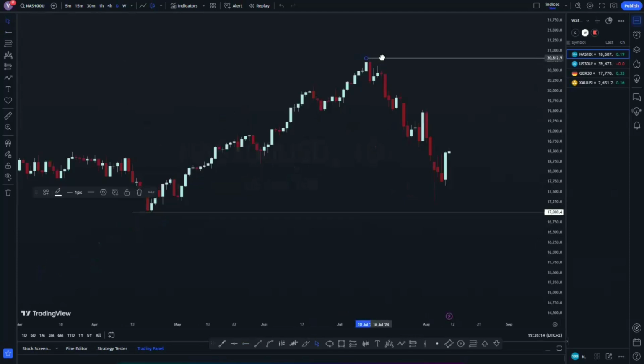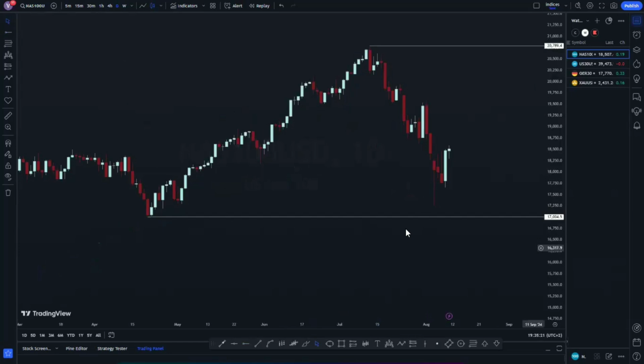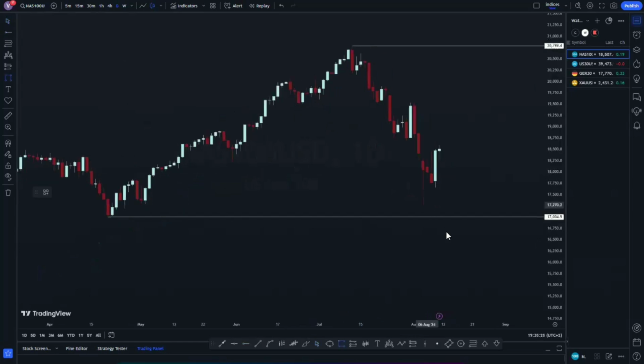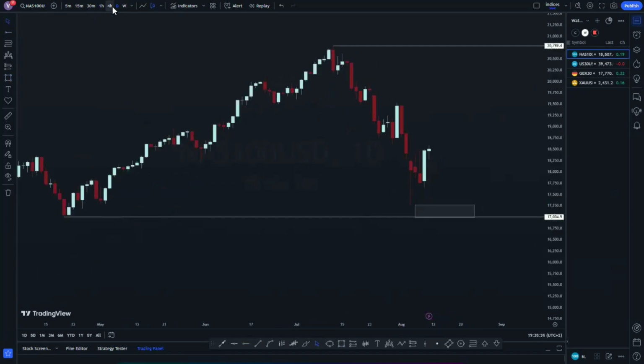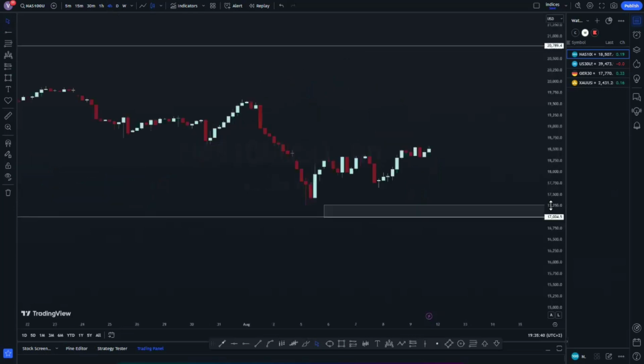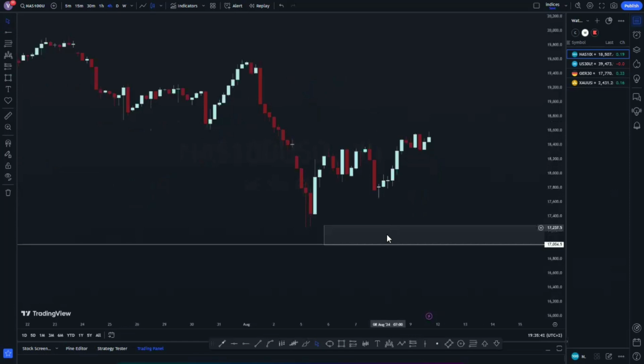Let's fix our horizontal ray. You can see that we have this gap here that we need to fill. Have this gap that we need to fill here on this one. I think we are done on this time frame. Let's go to the 4-hour time frame. Now we are on a 4-hour time frame. Let's delete this one so we can make our chart look clean.